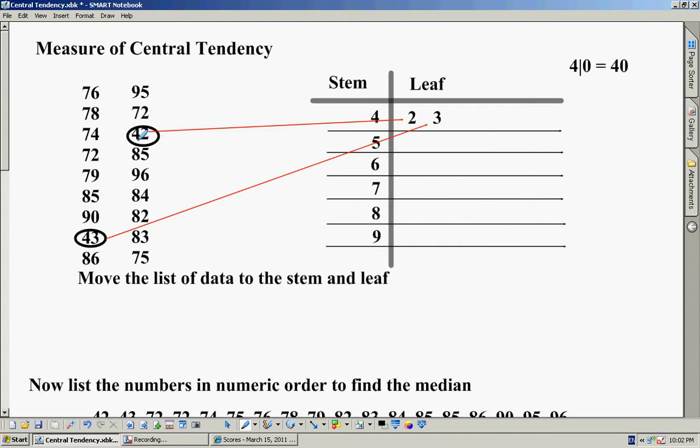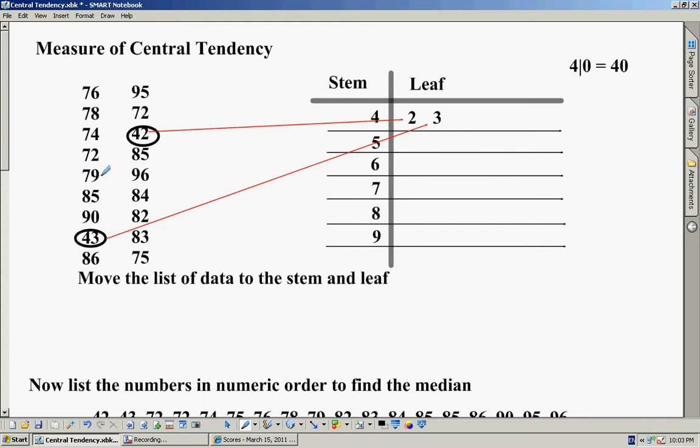Notice our first number is 42. 42, we put the 4 on this side, the 2 is in the ones position, and it goes over here. 43, notice it's in the 4s row, which is 43. Is there any other 40s listed? I don't see any. So then you go to next to, say, 50. Are there any 50s in the group? Let's see here in this data. Nope. What about the 60s? Let's see. No 60s. Is there any 70s? Ah, there's tons of 70s.